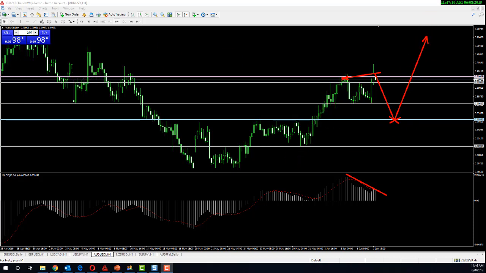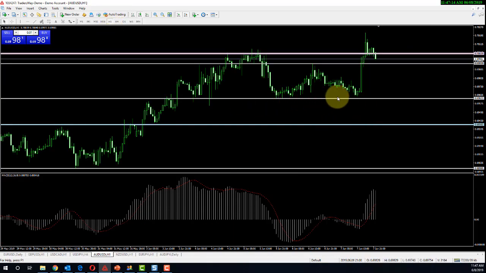All right, let's take a look at the hourly chart. See if anything else stands out on the hourly. Nothing really stands out on the hourly chart at this moment. Yeah, nothing really stands out on the hourly chart. So again, I'm going to stick to the forward chart.